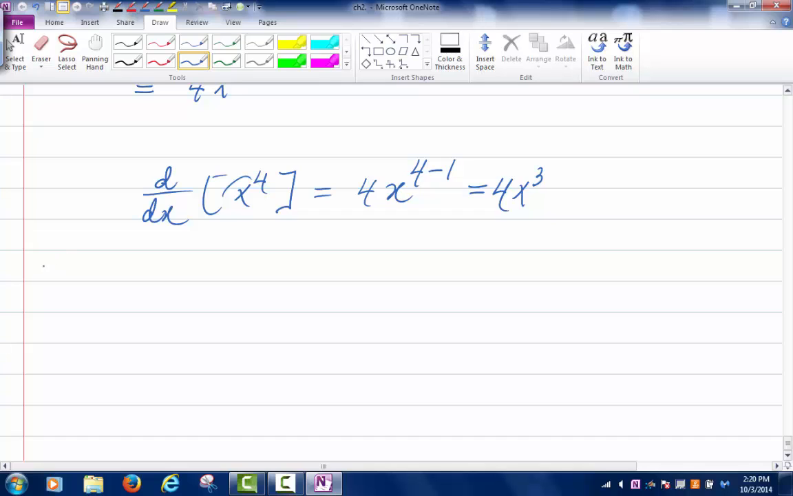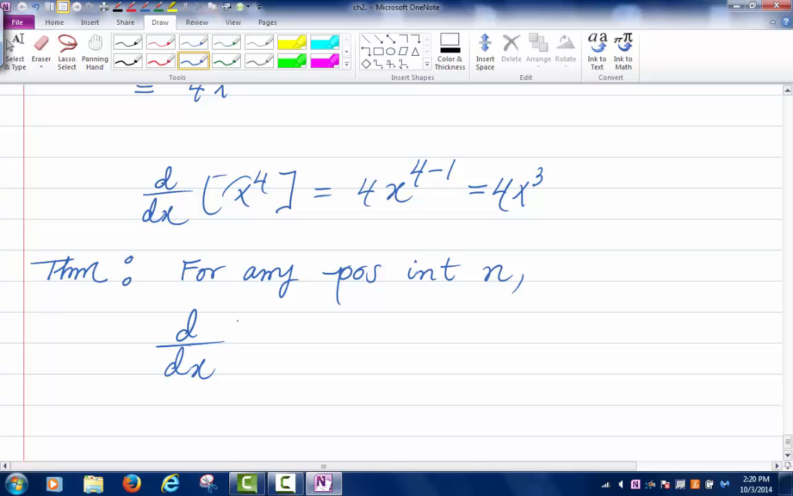So generally what's true then is the following: for any positive integer n, the derivative with respect to x of x to the n is equal to n x to the n minus 1.